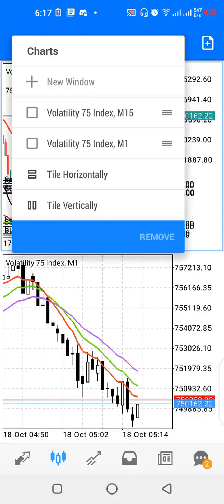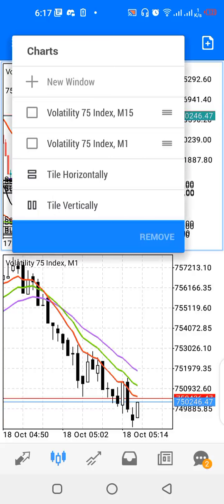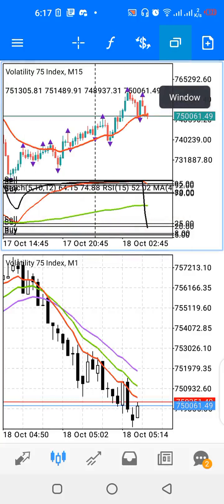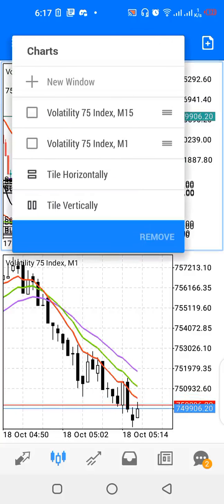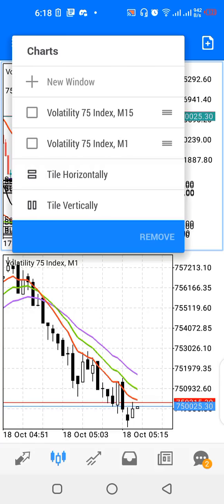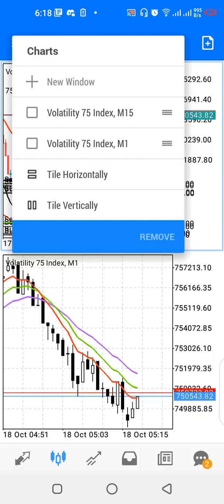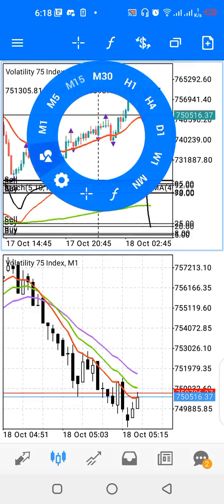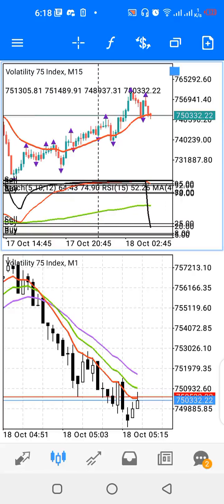Then you can separate, or you can create new windows using the new window icon. Just come to this particular icon, press on it, then it gives a pop-up. You have charts, you have new window. You press on the new window tab so that you can create another window. If you look at the pop-up, you can see volatility 75 index M15. M15 represents my 15-minute chart.